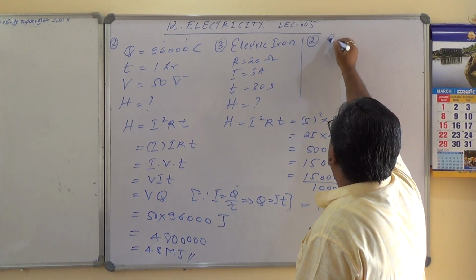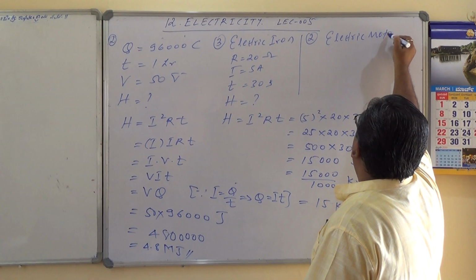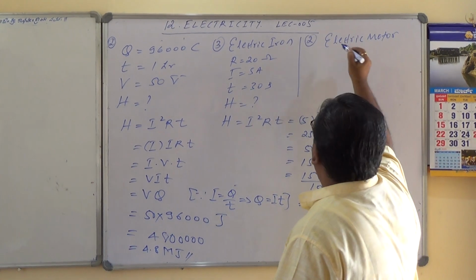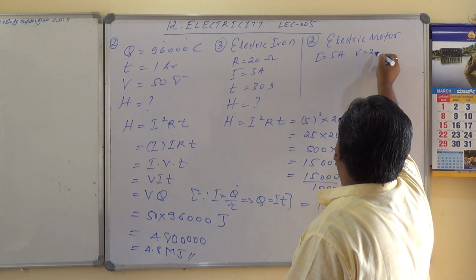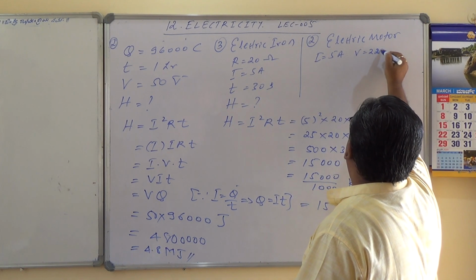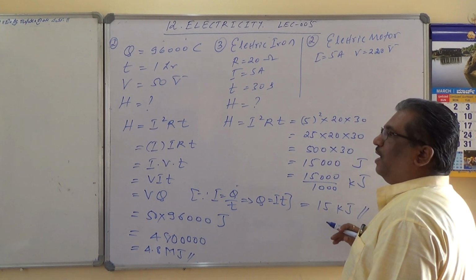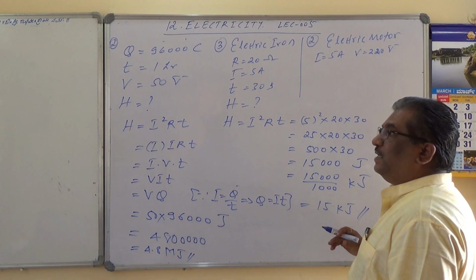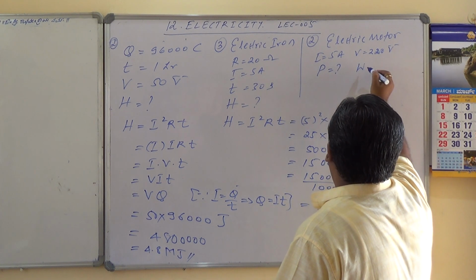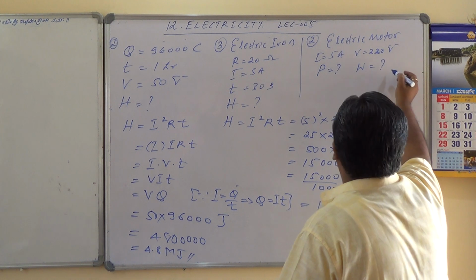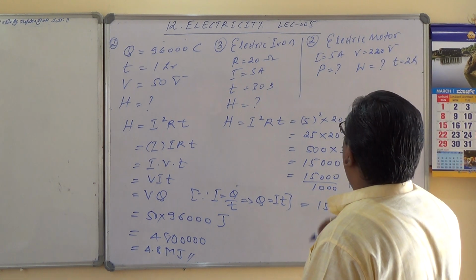An electric motor takes 5 amps current from a 220 volt source. Determine the power of the motor and energy consumed in 2 hours. P equals question mark and energy equals question mark. Time is 2 hours. Okay, fine. Let us solve this one.